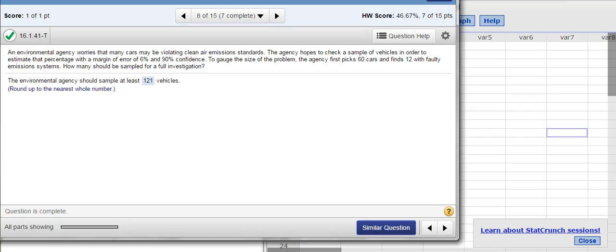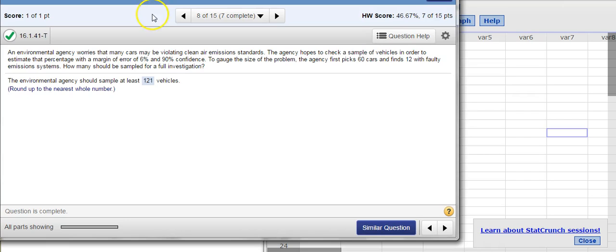This example says that an environmental agency worries that many cars may be violating clean air emission standards. The agency hopes to check a sample of vehicles in order to estimate that percentage, with a margin of error of 6% and 90% confidence. To gauge the size of the problem, the agency first picks 60 cars and finds 12 with faulty emissions systems. How many should be sampled for full investigation?